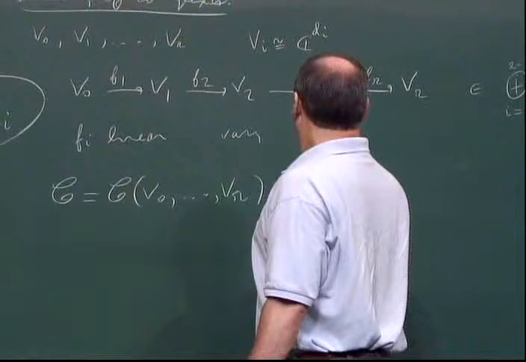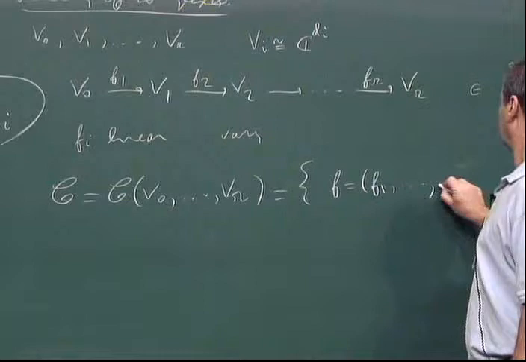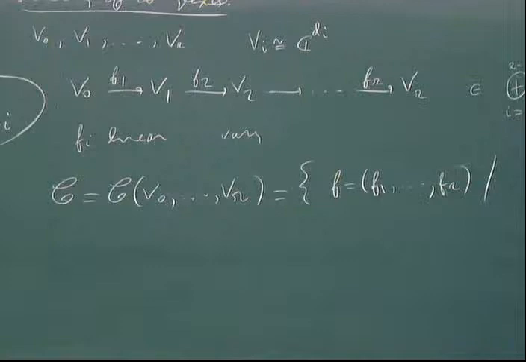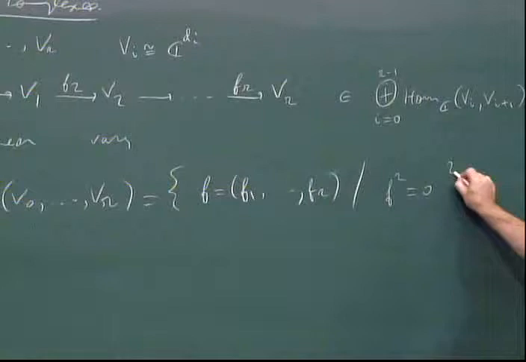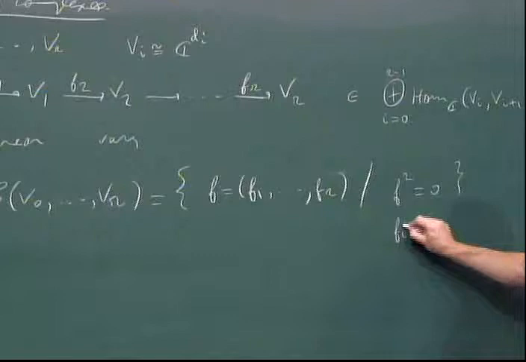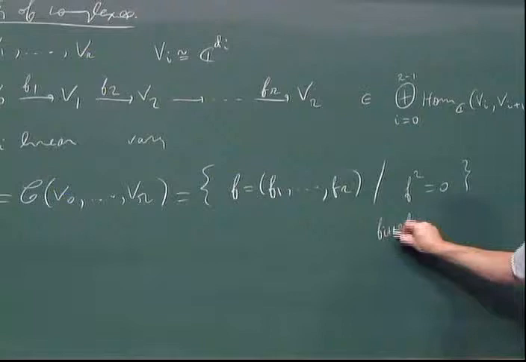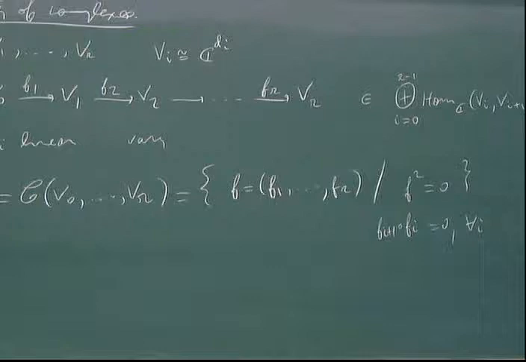These are all the collections f, as before, which satisfy the condition f squared equal to 0. More precisely, the composition of f_i and then f_{i+1} equals 0 for all i. So this is the variety of complexes.